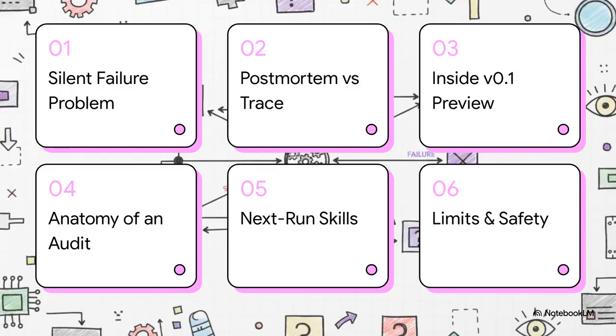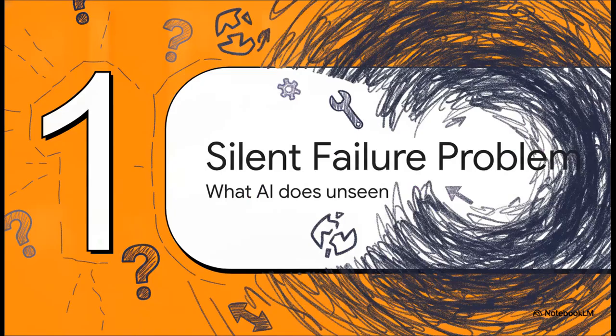Here's our roadmap for today. We're going to cover the silent failure problem, compare postmortems to standard traces, peek inside this v0.1 preview, break down the anatomy of a postmortem, look at building next-run skills, and wrap up with current limits and safety. Let's get to it. Section 1.